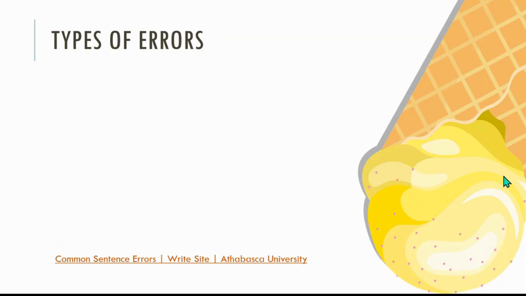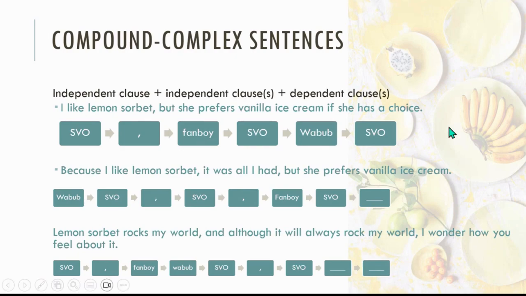So let's see, just looking at one of our examples. Because I like lemon sorbet, it was all I had. But she prefers vanilla ice cream. So I'm just imagining, got a friend over. She doesn't like lemon sorbet. It's all I have. She wants vanilla ice cream. Guess she's going to have to order skip the dishes ice cream or something. I don't know if it can get there that fast without melting.